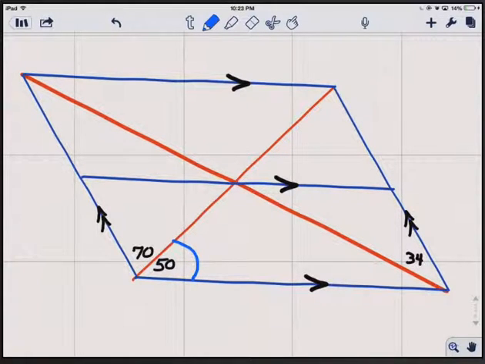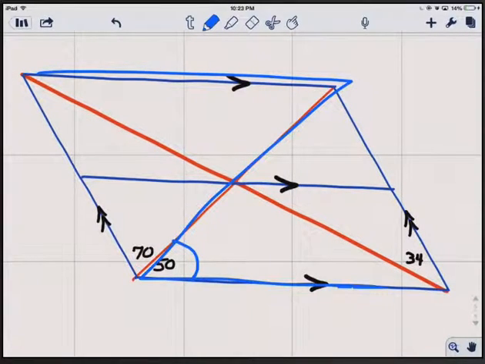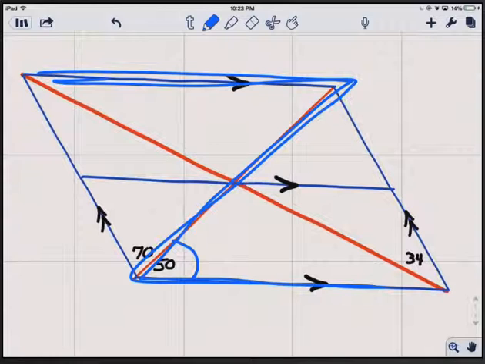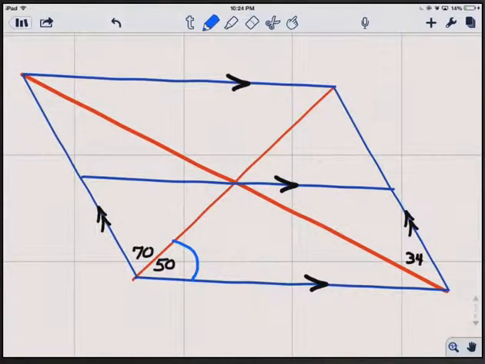If this angle is equal to 50, if you look at this Z-shaped figure, alternate interior angles, the inside corners of the Z have to be congruent because the top line is parallel to the bottom line. So therefore, the angle at the top is 50. Alternate interior angles are congruent. Now you can proceed quite a few different ways.